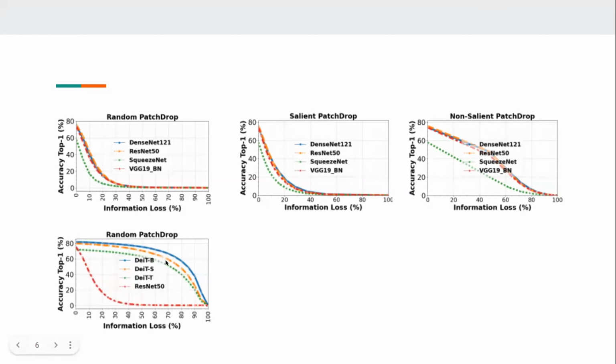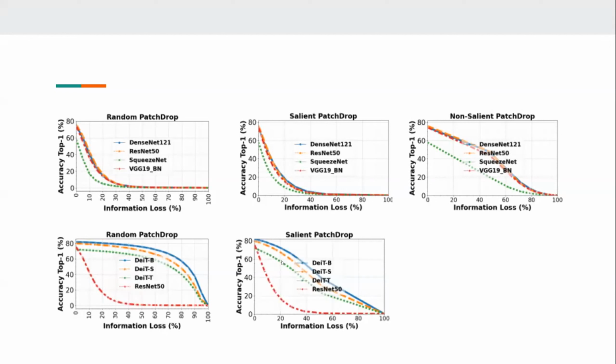For transformer models, here we have DeiT. Notice they use different sizes: base, small, and tiny. You'll note that overall, it doesn't matter what size the model is, it is vastly outperforming the ResNet model. Also notice that it has this convex curve, meaning that as the information loss increases, it's still retaining a lot of its accuracy despite a lot of the picture being masked out.